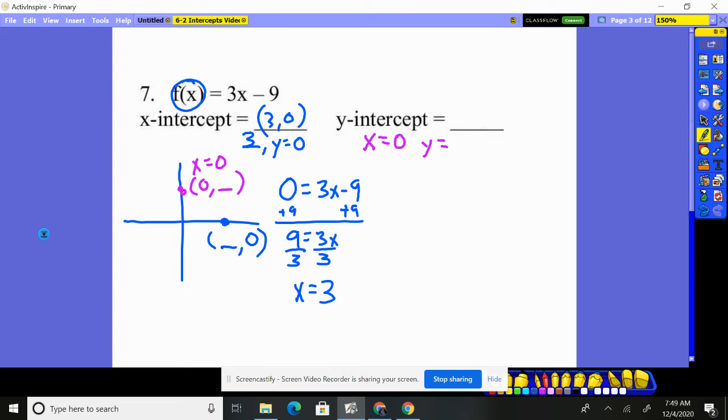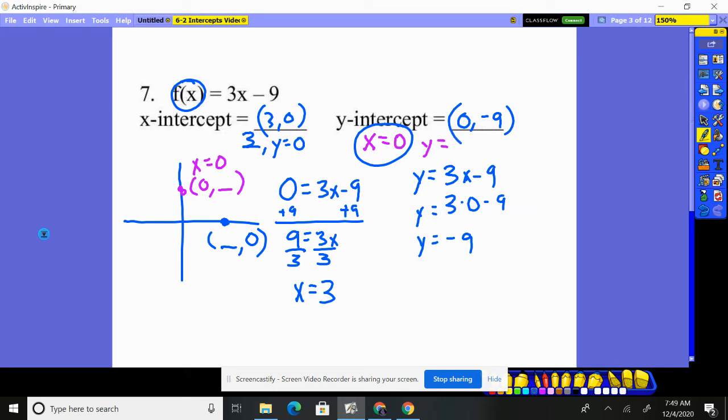The y-intercept, well, that's easy. So the equation is f of x, which is literally y, equals 3x minus 9. We know the x is 0, so I just replace this x with a 0. And I'm going to get my answer right away. 0 minus 9, negative 9. So this is at the ordered pair 0, negative 9. Let's look at the next one.